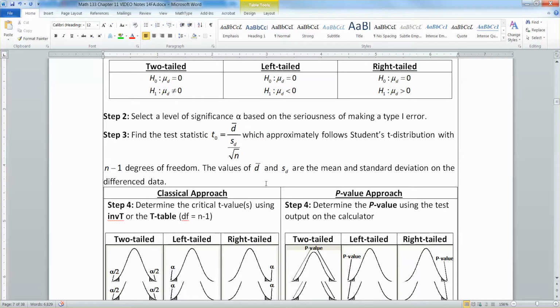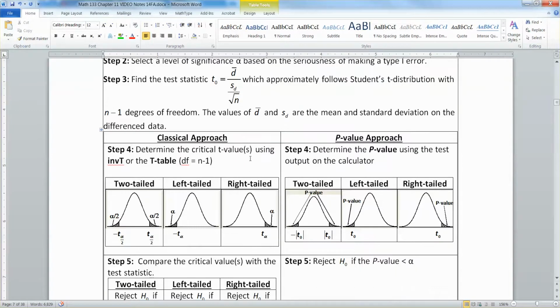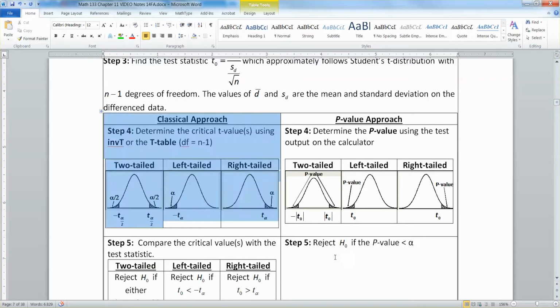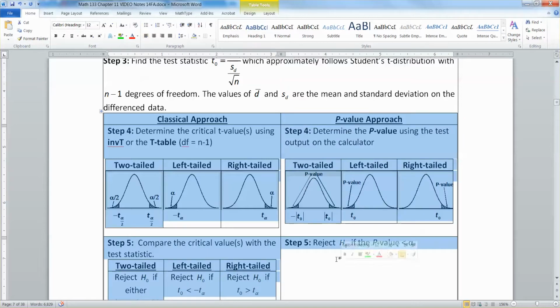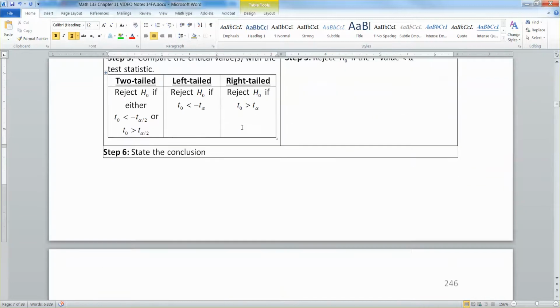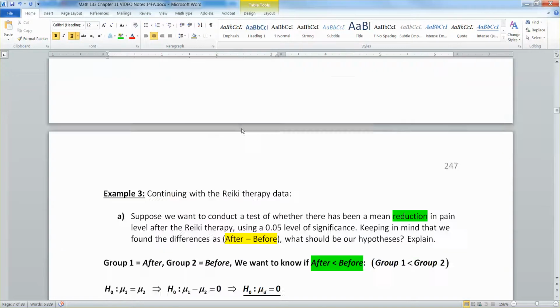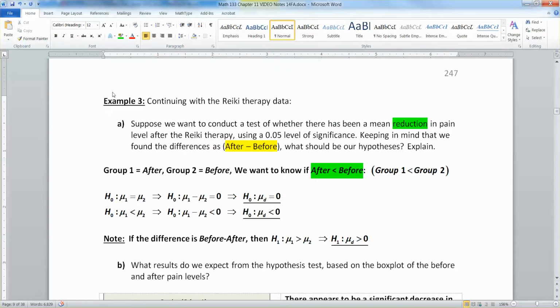All right, then you follow the same methods you did in chapter 10. Pretty much these steps are exactly the same in chapter 11 as they are in chapter 10. So there's no difference in the two chapters there. All right, so there's the instructions for it with the calculator. But before we get into the calculator, let's do some setup questions to set up this hypothesis test.